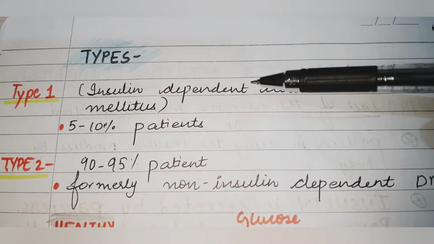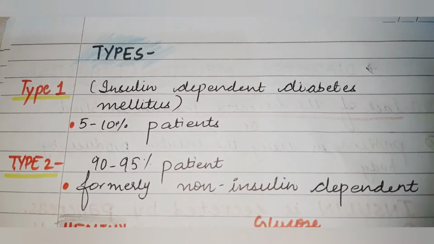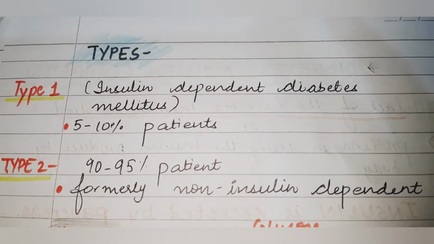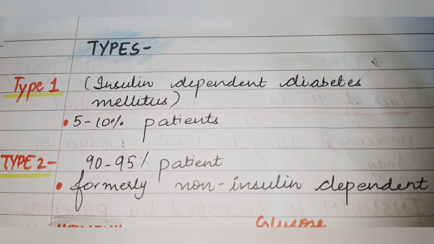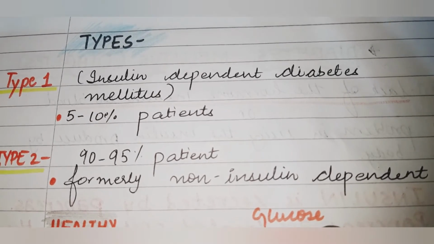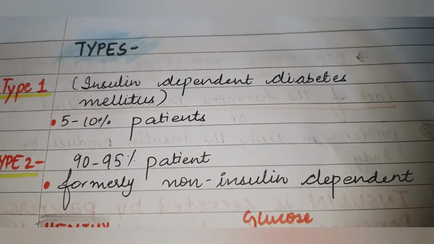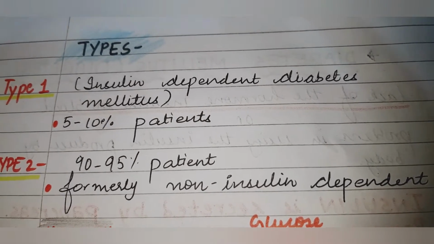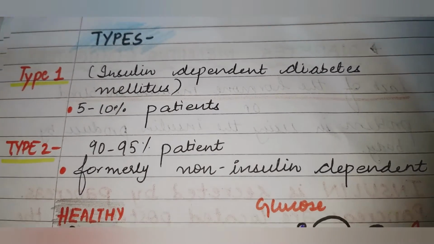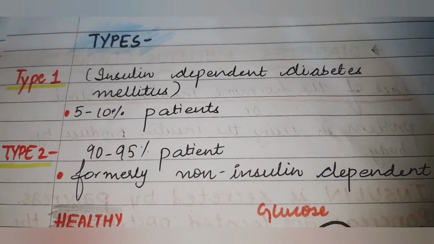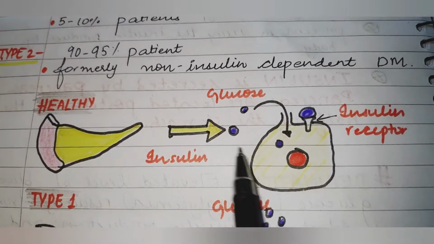So let's start discussing the types of DM. So there are two types of diabetes mellitus, type 1 and type 2. Type 2 is the commonest, which occurs in 90 to 95% of the patients, in which non-insulin dependent is there. And in type 1 diabetes mellitus, insulin dependent diabetes is there. I will explain this with the help of the diagram.